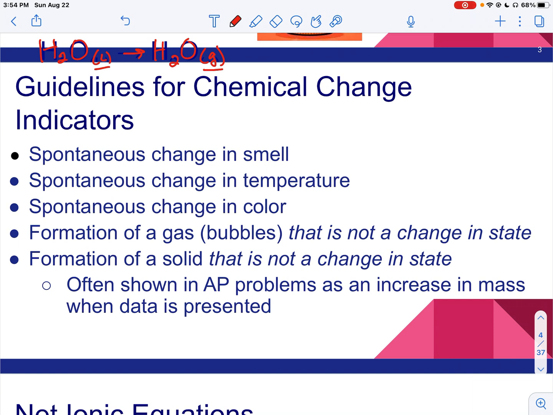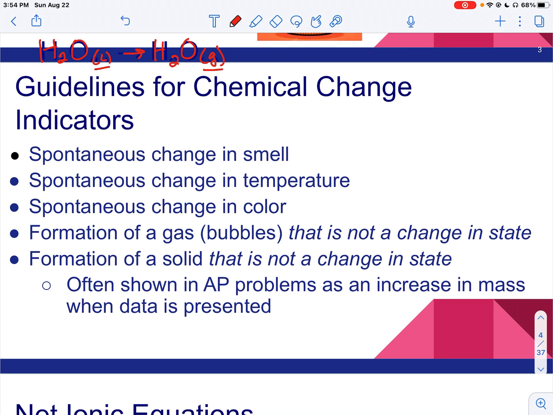Formation of a gas, which is bubbles, you'll see that a lot this year in the lab, that is not a change in state. So if we know that it's just boiling, that's different. And then formation of a solid, that is not a change in state. So you don't want to say, oh, I put the water in the freezer and it became ice. Still H2O, not a chemical change. Okay, so these are some guidelines to kind of get us talking about that, but these are not hard and fast rules. You have to still use your common sense.